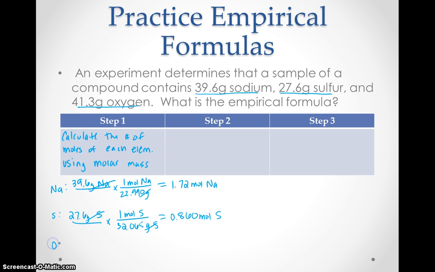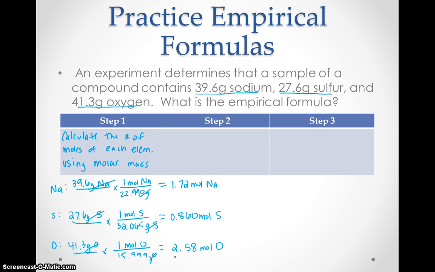The last element in my problem is oxygen. I found a compound that had 41.3 grams of oxygen. From my periodic table, 1 mole of oxygen is 15.999 grams. Again, my grams go on the bottom, so they cancel. I have 3 sig figs to start again, so when I do it in my calculator, I get 2.58 moles of O. So what these numbers are representing is the number of moles we have present in that compound. I've got Na that has 1.72 moles, S that has 0.860 moles, and O that has 2.58 moles.